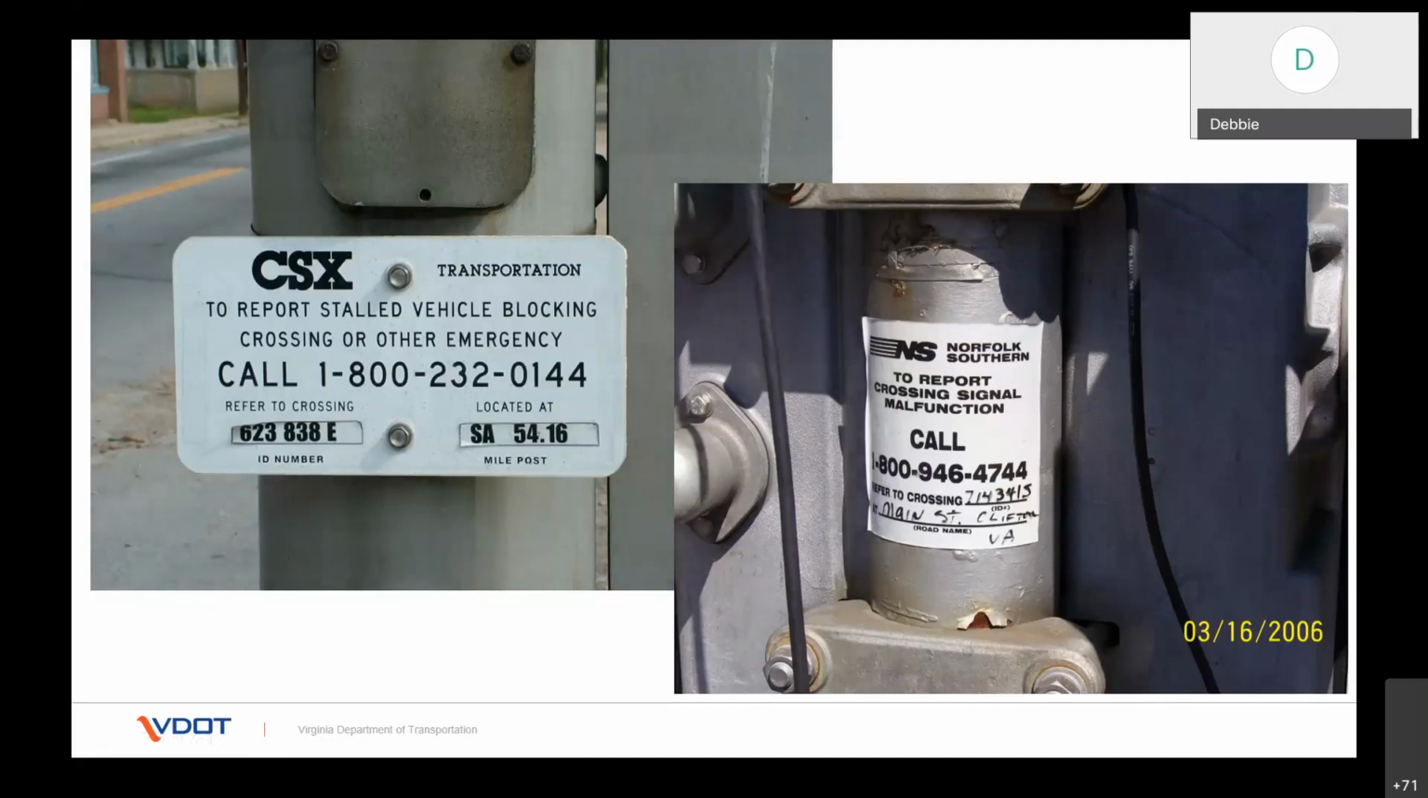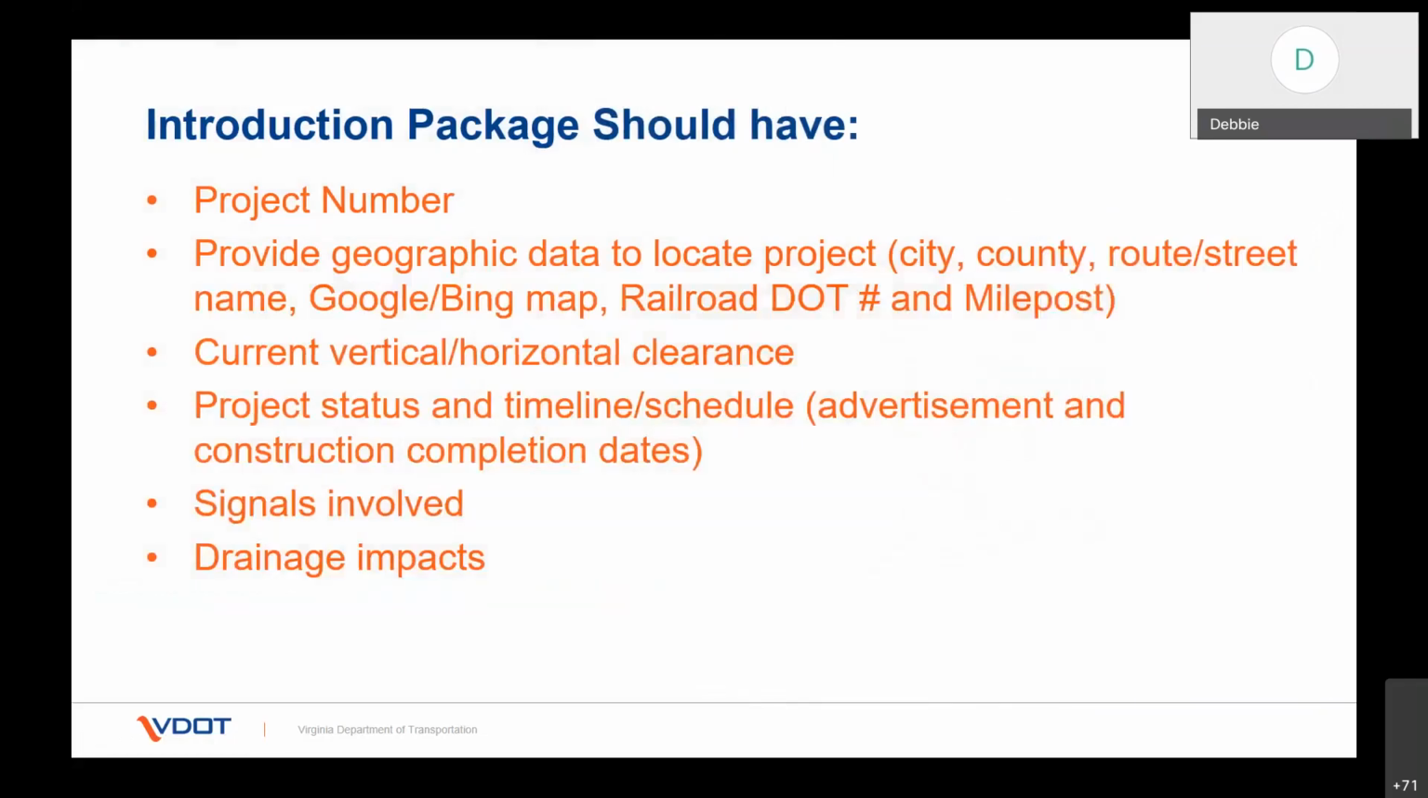Next, the introduction package. In your introduction package, there's several things that you need to supply to the railroad. One of the things that you need to identify is your project number. The railroads are going to open up a project file, and having your project number is a good way to reference when you're sending things into them.